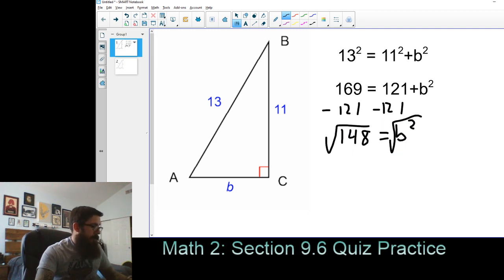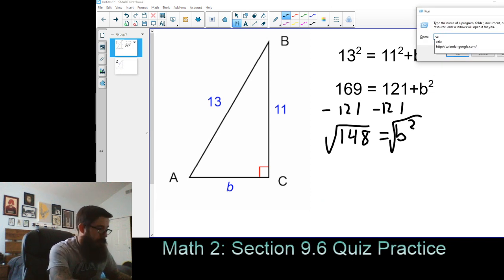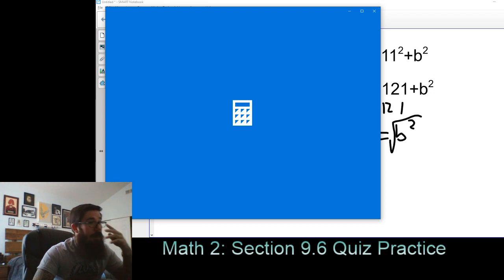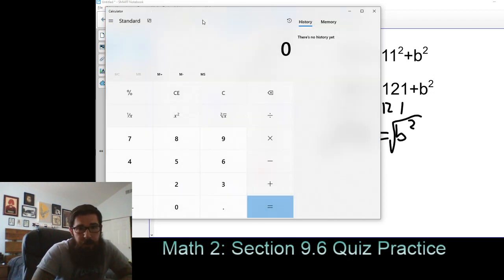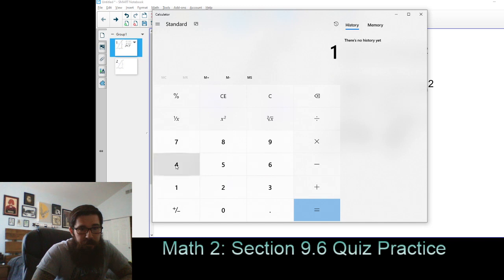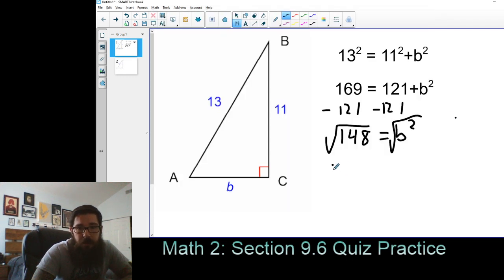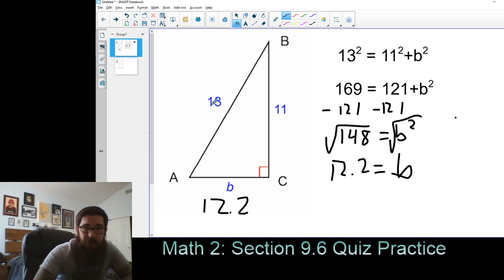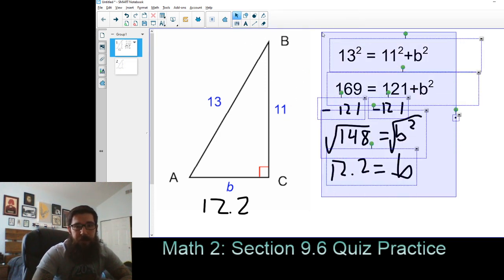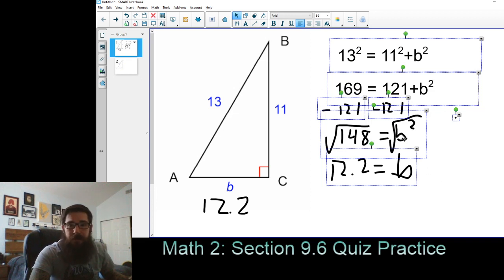You got to use a calculator for this. Come on. All right, what do I need? Square root of 148. Oh, it's right there. So we'll call it 12.2 if I round that, which makes me have all 3 sides. Great. 13, 11, 12.2. 13 is bigger than both legs, which is what it should be. All right. Now, let's go about trying to find one of these angles here.